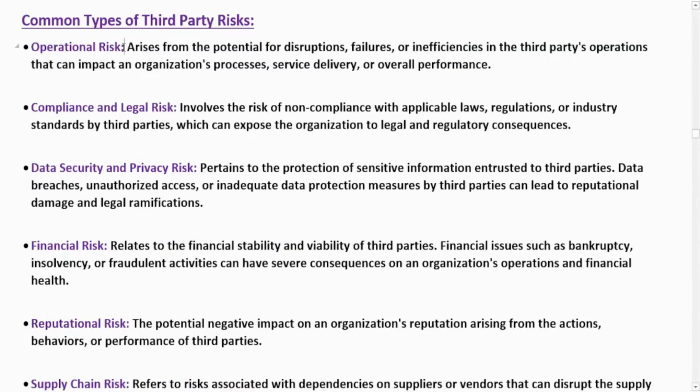Okay, now if we discuss some common types of third party related risk, at number one we have operational risk. Actually, operational risk arises from the potential for disruptions, failures, or inefficiencies in third parties' operations that can impact an organization's processes, service delivery, or overall performance as well. As I have already shared with you in the example of XYZ Bank, if the system of the third party service provider goes down, then XYZ Bank could face disruptions in operational continuity. Okay, so that is the example of operational risk.